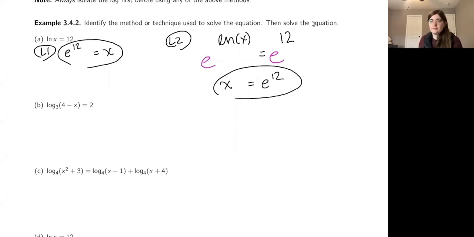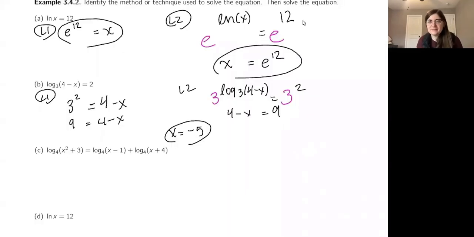B is another example of a logarithmic equation that has a log and a number. So let's try to use either L1 or L2 on this. Go ahead and pause the video, see if you can use either L1 or L2, whichever method you prefer, to get the answer here. I'm going to pause, work through it, and then we'll talk about it. Okay, so go and pause now.